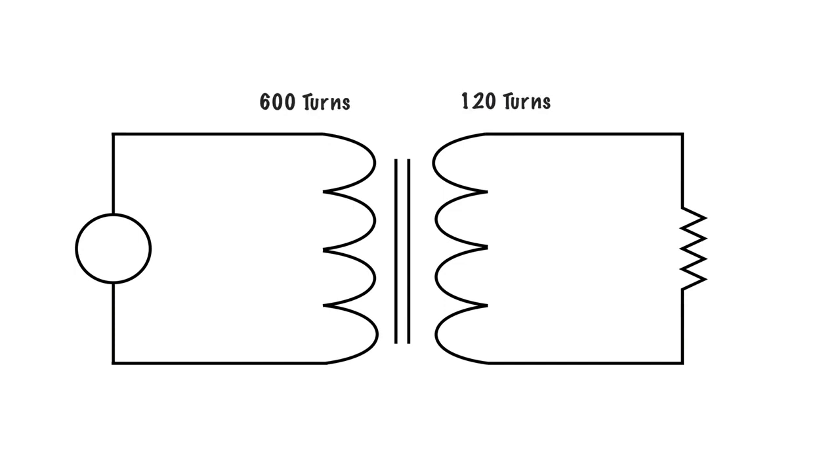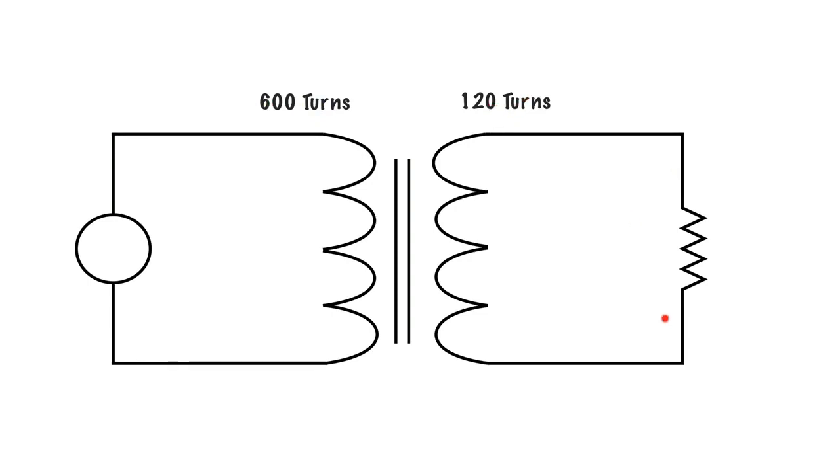We have a transformer. Again, it's going to be a step-down transformer in this example. The way we can tell that is we have 600 turns on the primary and we have 120 turns on the secondary. So what we need to do is figure out what our turns ratio is. The easiest way to do that is just take the higher number and divide it by the lower number. Always the higher number divided by the lower number. It doesn't matter if it's step up or step down.